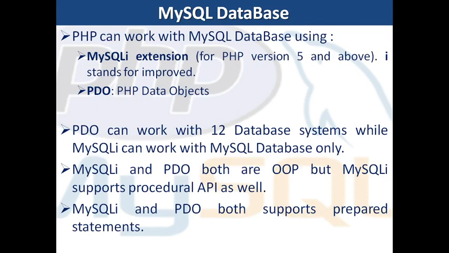PHP can work with a MySQL database using two methods. One is the MySQLi extension for PHP version 5 and above. Here I stands for improved. Earlier MySQL was used, which was deprecated in 2012. The second method is PDO, PHP Data Objects. PDO can work with 12 database systems, while MySQLi can work with the MySQL database only.